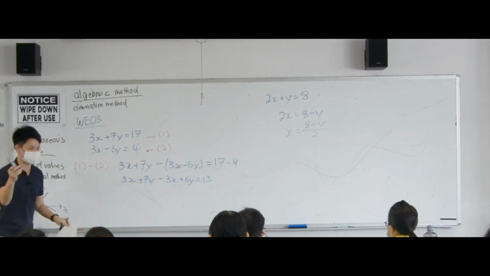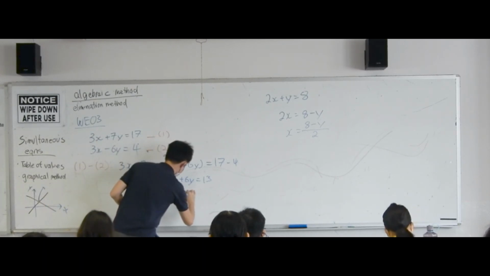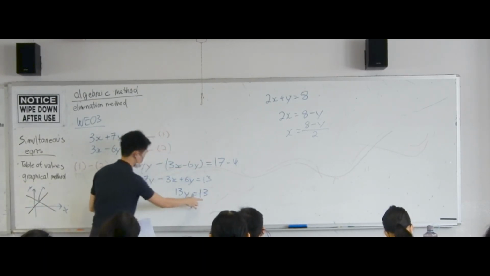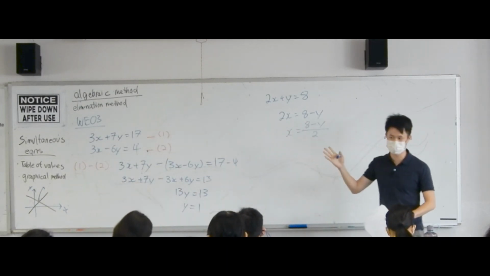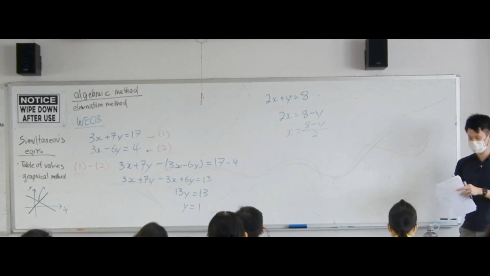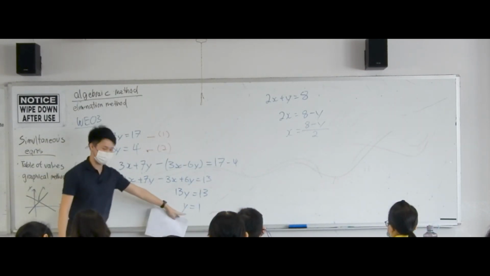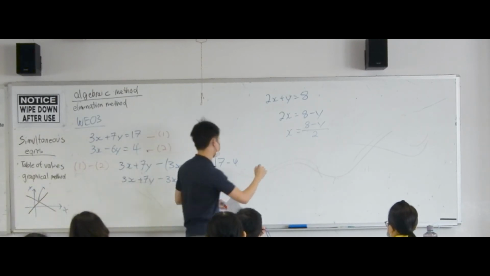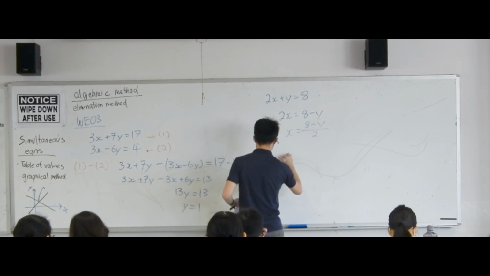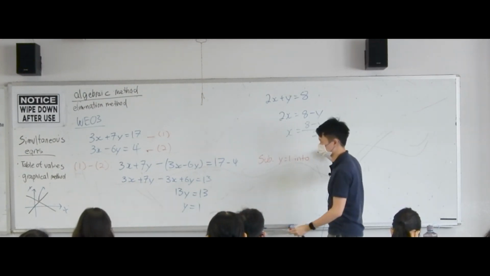3x minus 3x is 0. Don't care already. You have 7y plus 6y. That will be 13y equals 13. How to get this? y equals 1. You have one half of the solution already. The next step is you need to find x. So you just need to substitute this value of y into any of these. Any, but you need to write this. Sub y equals 1 into equation 1 or 2, it doesn't matter.